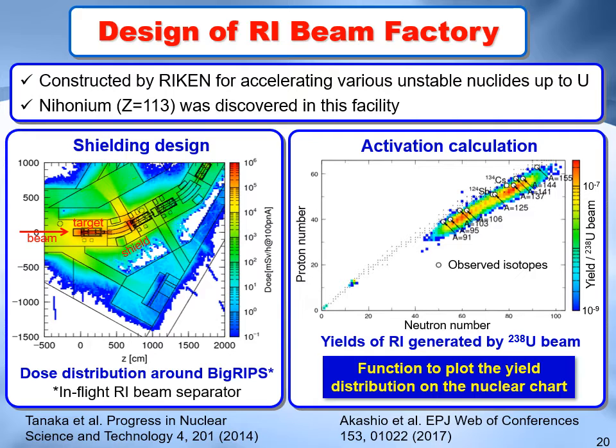Next application is to the design of RI Beam Factory, which was constructed by RIKEN for accelerating various unstable nuclides up to uranium. Nihonium was discovered in this facility. PHITS was used in the shielding design of this facility, particularly around in-flight RI beam separator BigRIPS. In addition, PHITS was also used in the activation calculation around the beamline by estimating the yields of RI generated by the uranium beam. The function to plot the yield distribution on the nuclear chart is useful for this calculation.